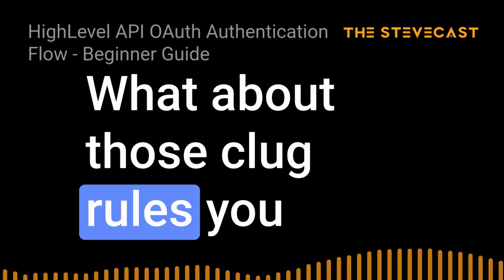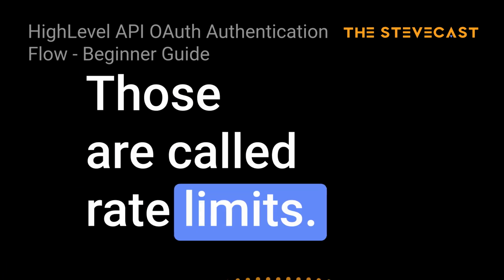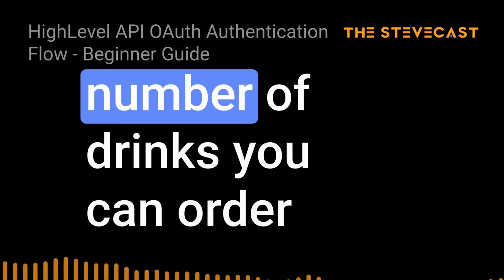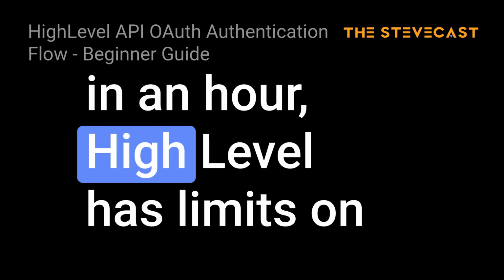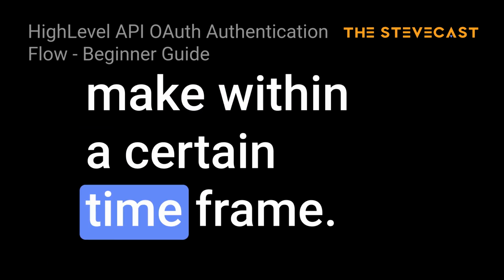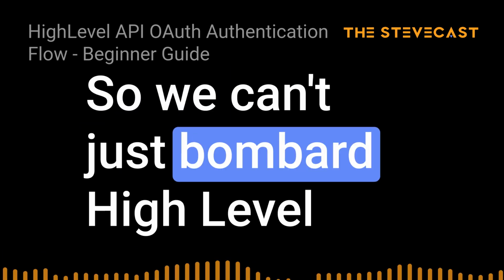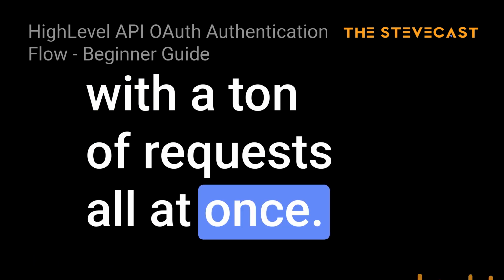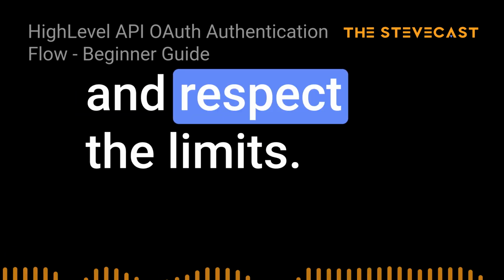What about those club rules you mentioned earlier? Right. Those are called rate limits. Just like a club might limit the number of drinks you can order in an hour, HighLevel has limits on how many API calls your app can make within a certain time frame. So we can't just bombard HighLevel with a ton of requests all at once. We need to pace ourselves and respect the limits.